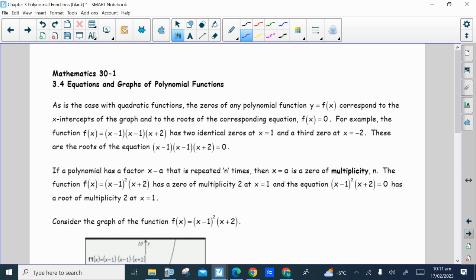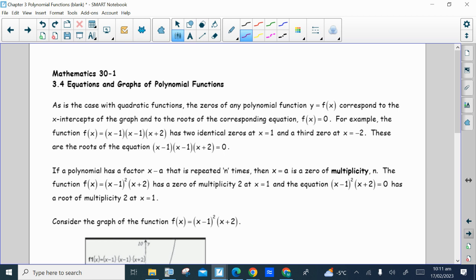So let's start talking about 3.4 then, looking at the equations and graphs of polynomial functions. As in the case with quadratic functions, the zeros of any polynomial y equals f at x correspond to the x-intercepts of the graph and also the roots of the corresponding equation, f at x equals 0. For example, if you have f at x equal x minus 1, x minus 1, x plus 2, there are two identical roots at x equals 1 and a third 0 at x equals negative 2. These are the roots of that equation.